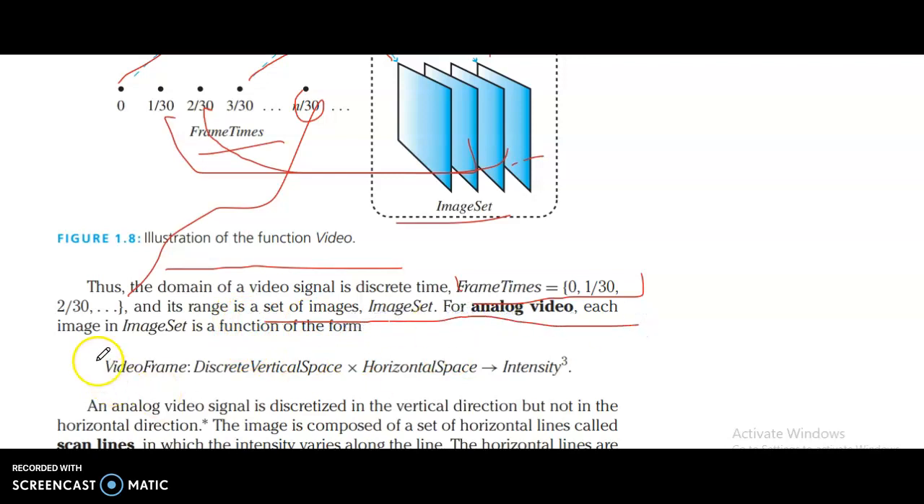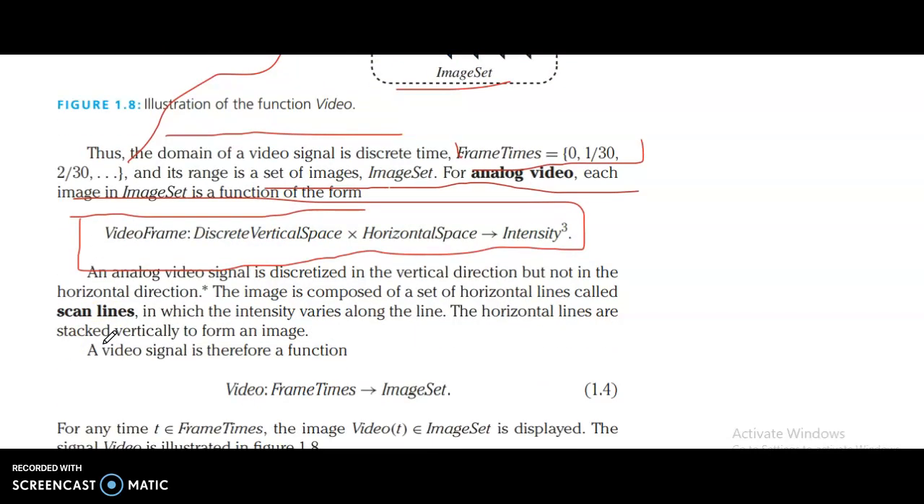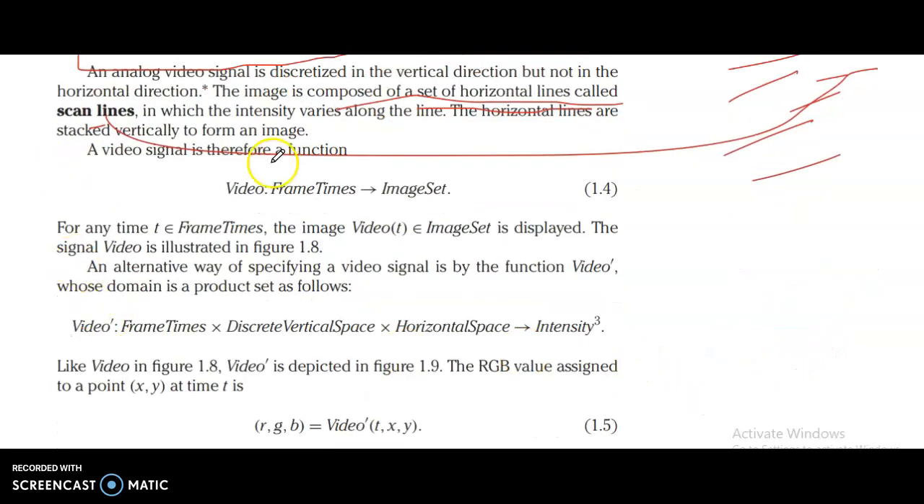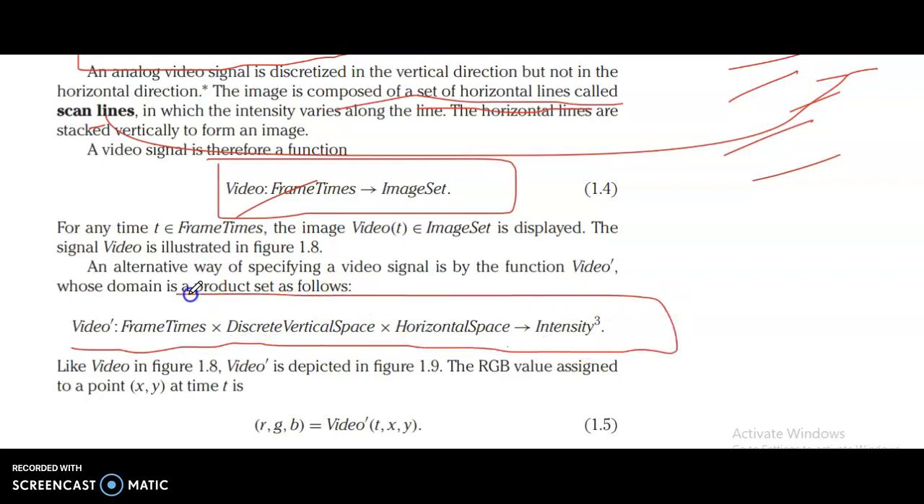Image set for analog video. Each image in the image set is a function of the form video frame equal to discrete vertical times horizontal to intensity. The image is composed of a set of horizontal lines called scan lines. Video frames, image set. Time t belongs to frame times. Video equal to frame times times discrete vertical space times horizontal space to intensity, RGB equal to Video(t, x, y).